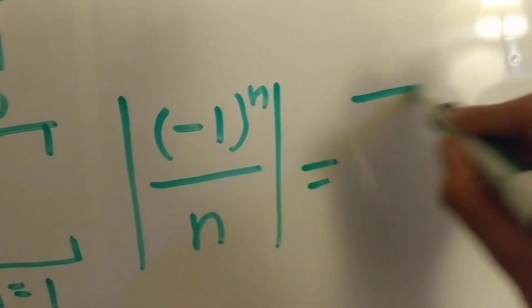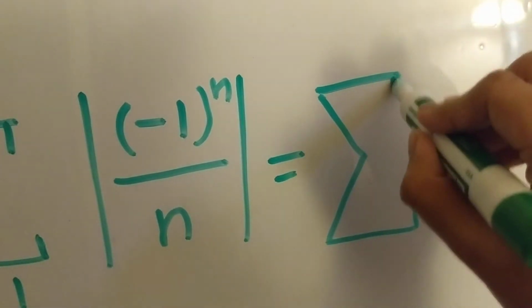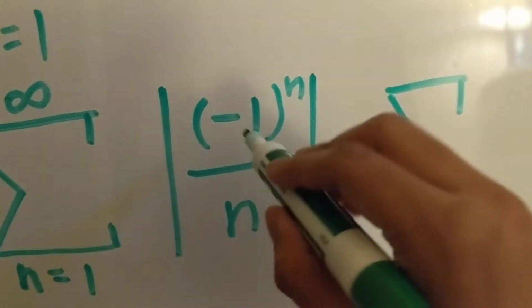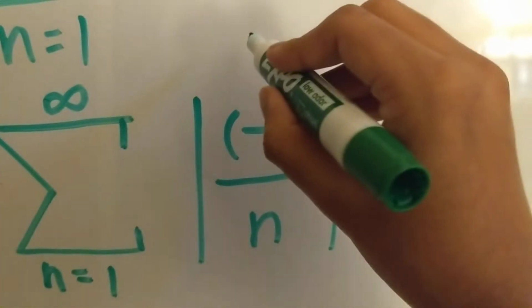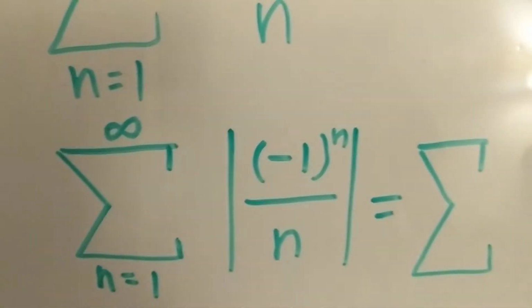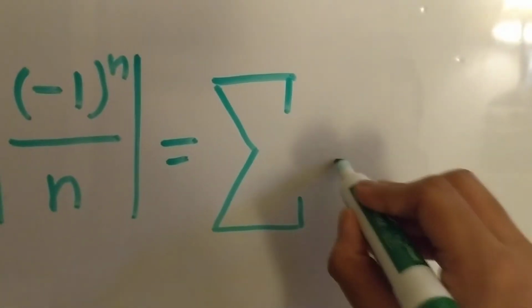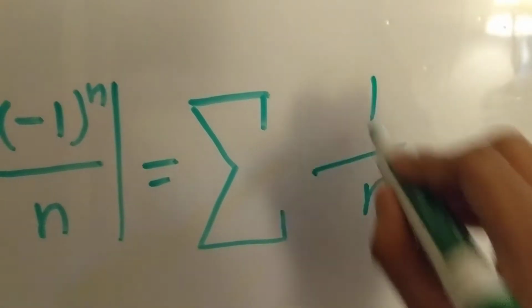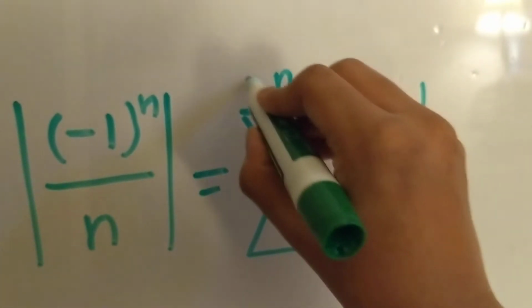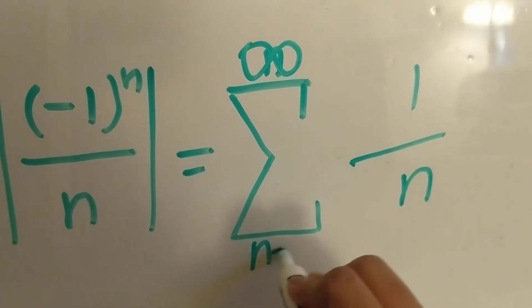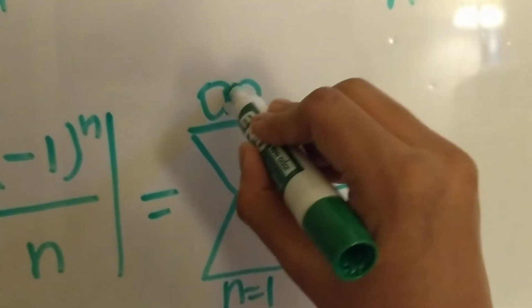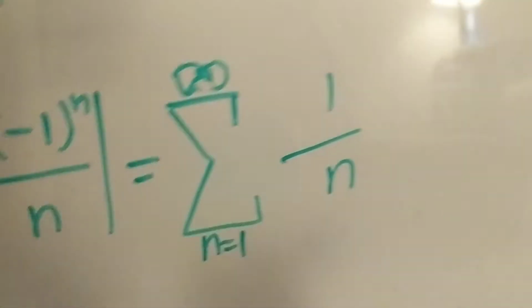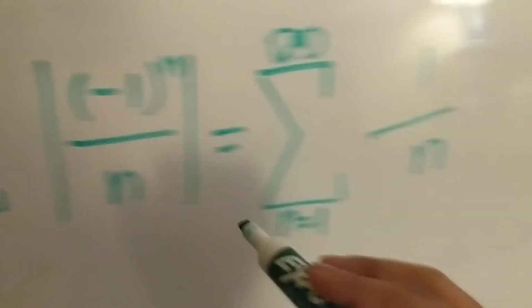Basically what's going to happen is this -1 will be completely irrelevant. On the top it would just be -1, plus 1, minus 1, plus 1, and you'll basically get 1 over n. That's what you'll get when you take the absolute value of this. You'll just get 1 over n, and you might recognize this as the harmonic series.